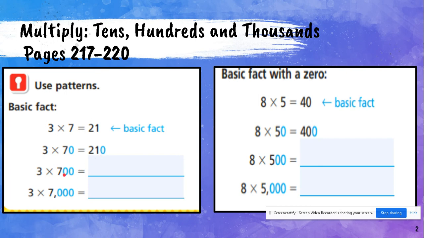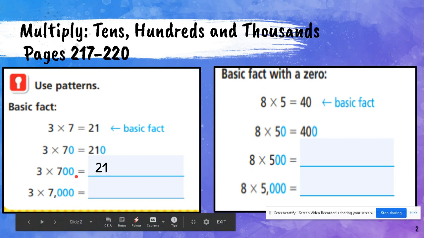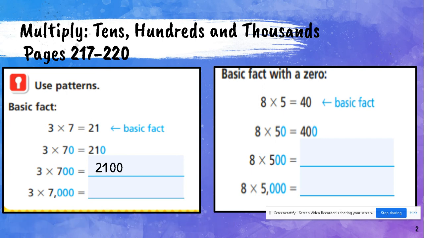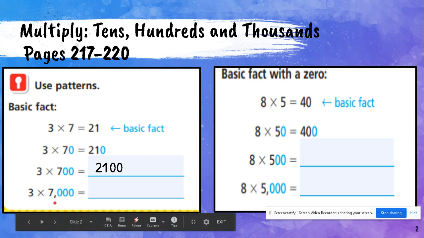Let's try 3 times 700. 3 times 7, 21. How many zeros? 2. 3 times 7,000. 3 times 7, 21. How many zeros? 3. That's your trick.